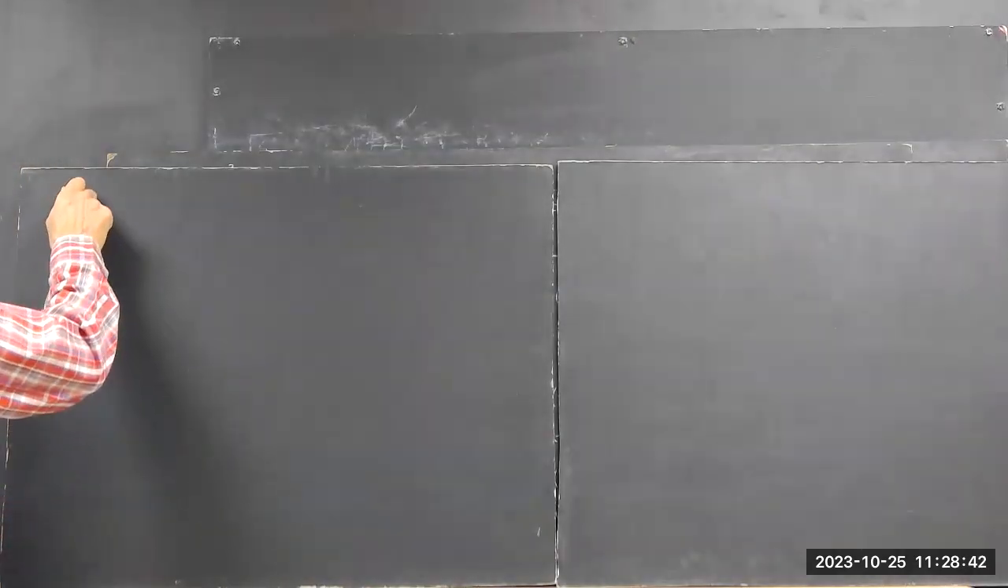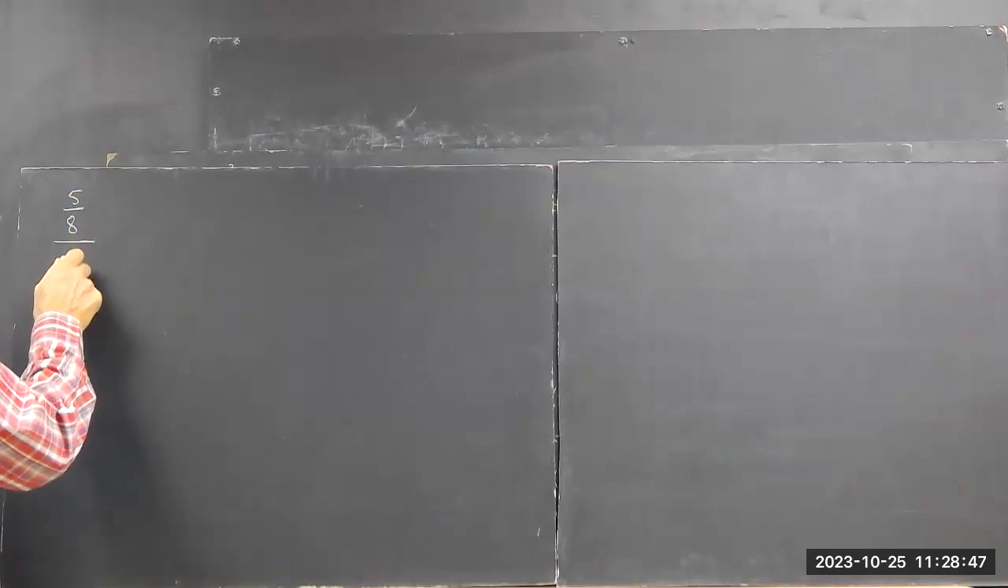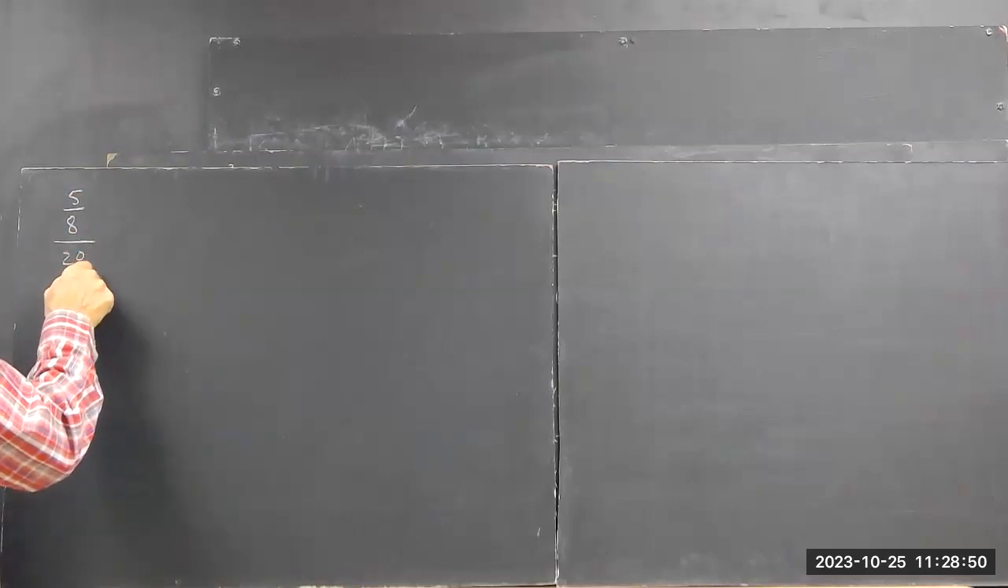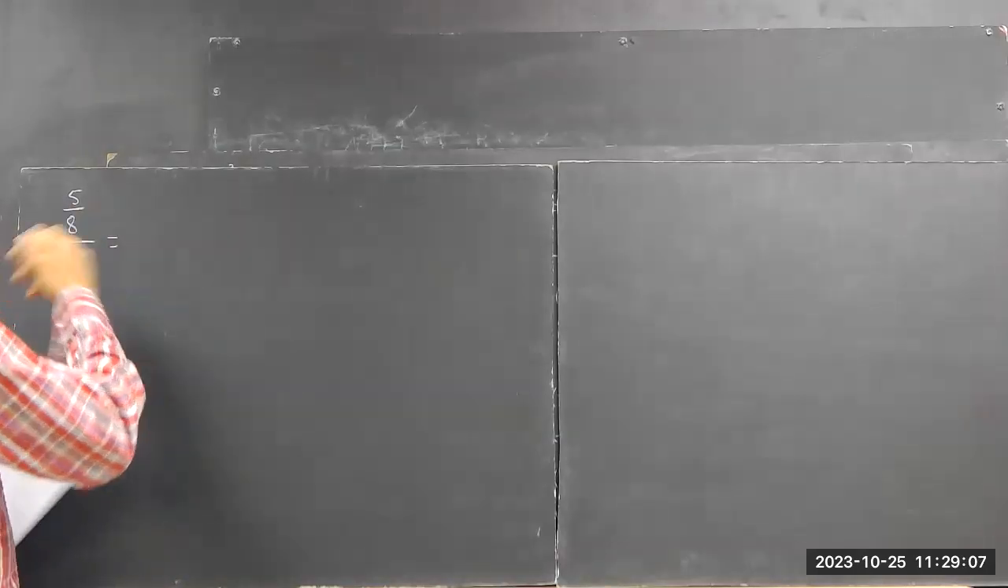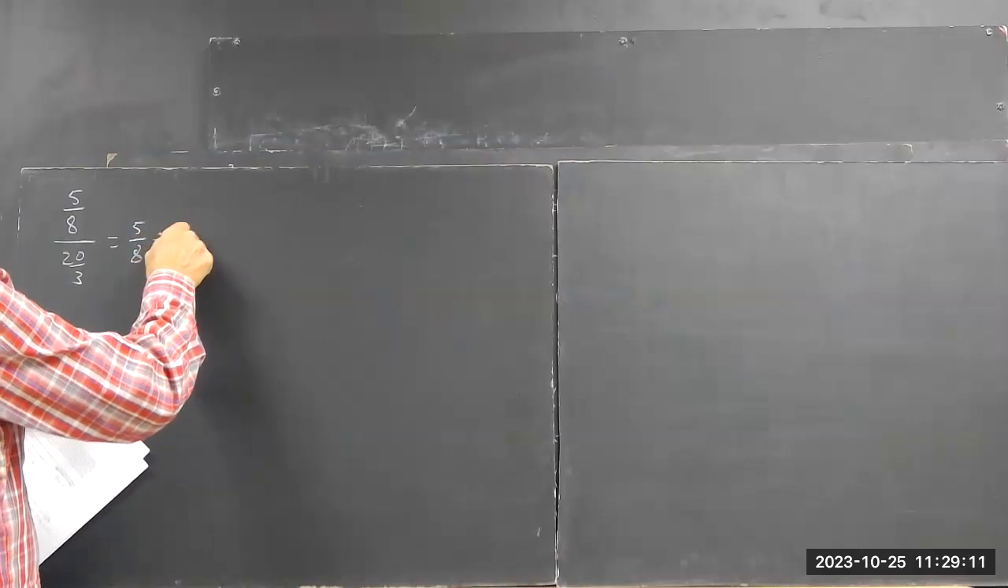Now, let's take a fraction: 5/8 divided by 20/3. Now, it's a complex fraction, a fraction divided by a fraction. Numerator is a fraction, denominator is a fraction. Now, this means this divided by this. So we just use the fact that the fraction line means division, and we say, okay, that's 5/8 divided by 20/3.